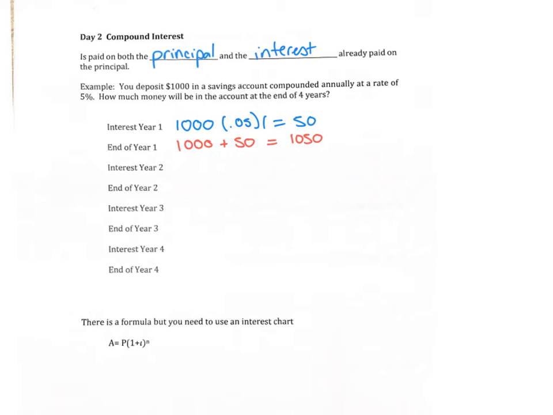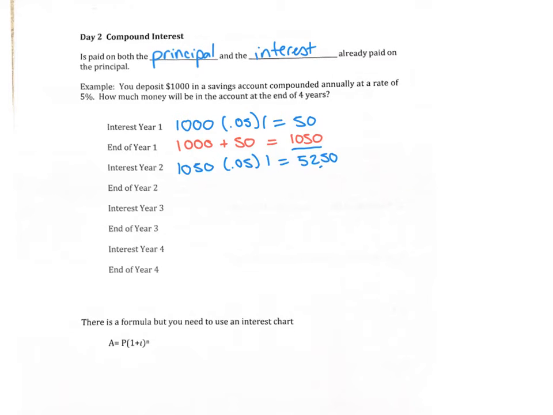So we have $1,050. Then we are going to go on to the next year and see how much interest we've earned there. So I'm going to take the value that I just got of $1,050 and then calculate the interest based off of that for another year. Even though it's the second year, I'm still using 1 as my year because it's compounded annually. So we're just taking that interest for that given year. Okay, so we got $52.50 in interest.